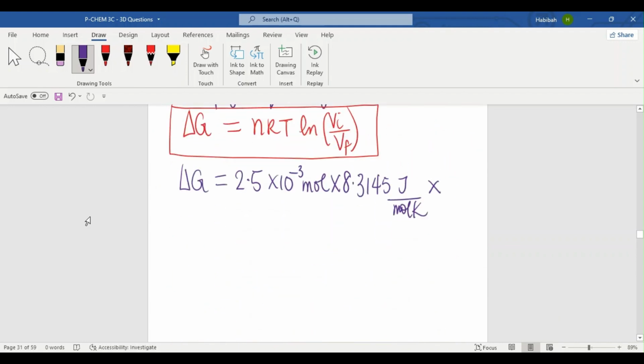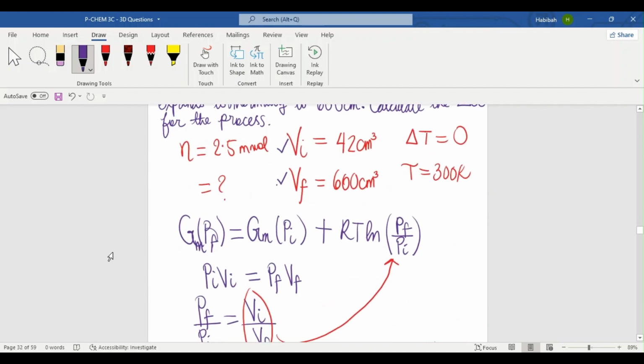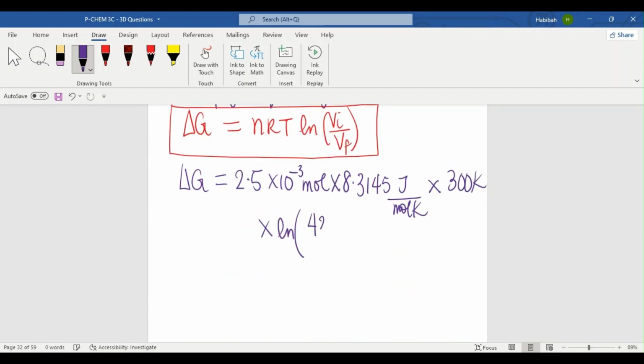temperature is 300 kelvins. So 300 Kelvin times ln V initial, we know that to be 42 centimeter cubed, and we know V final to be 600 centimeter cubed. So 42 centimeter cubed divided by 600 centimeter cubed. Of course, we cancel out the mole, the Kelvin, centimeter cubed, centimeter cubed.